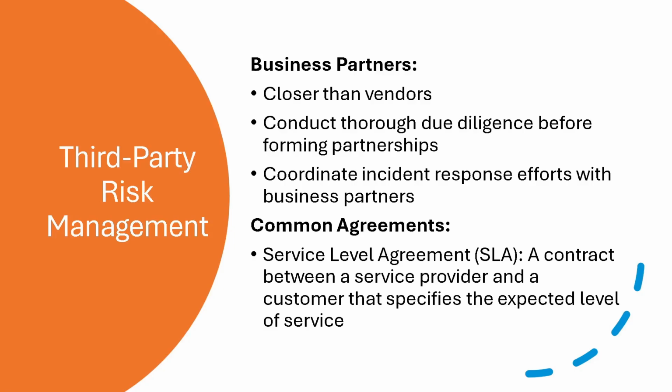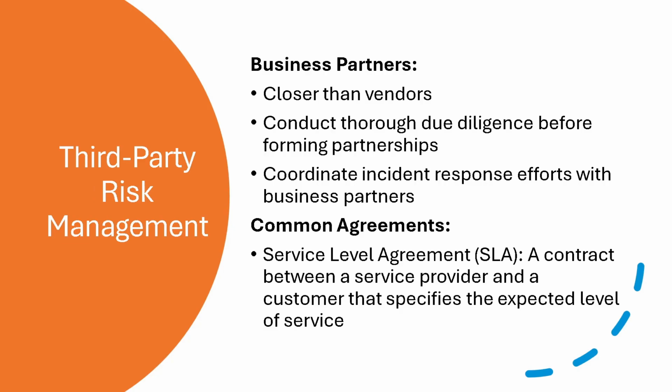Business partners. Business partners can include joint ventures, alliances, and other strategic partnerships. Ensuring that partners maintain adequate security practices is crucial to protecting shared information and resources. Business partners are often closer than vendors, which is why we conduct thorough due diligence before forming partnerships. In case of an incident, we need to coordinate incident response efforts with business partners.